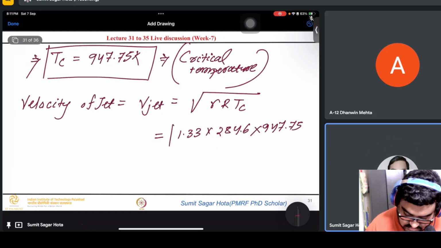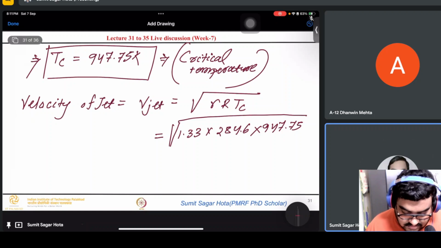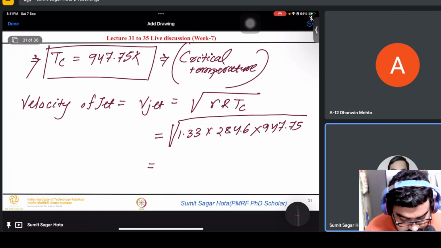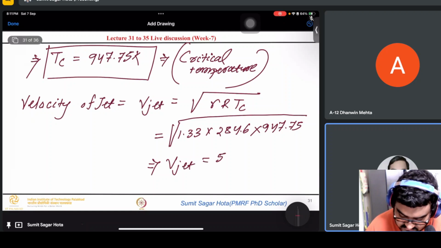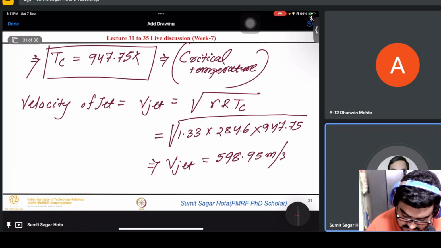It should actually be given in the question: what is the R value at the exit or at the critical conditions? So the value comes up to be 284.6. Now you just solve it and find out the jet velocity: 598.95 meter per second.